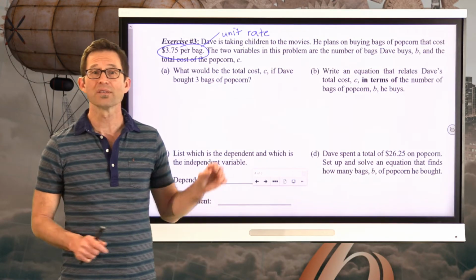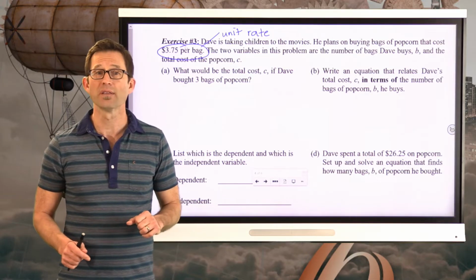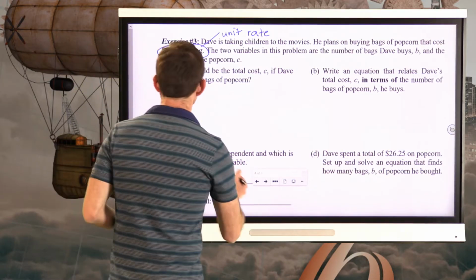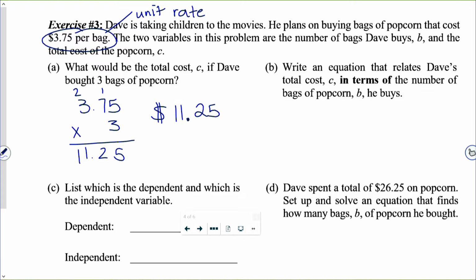All right, well, since the popcorn costs $3.75 per bag, figuring out how much he spends for 3 bags is as easy as just doing $3.75 times 3. And of course, for that, we'll get 15, 21, 22, carry the 2, 3, 3, 11, 2 decimal places, so 11.25.